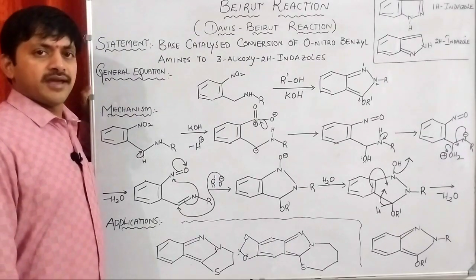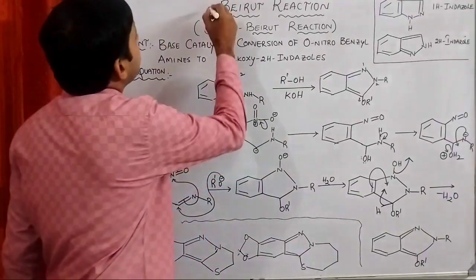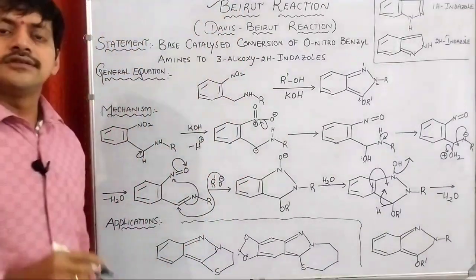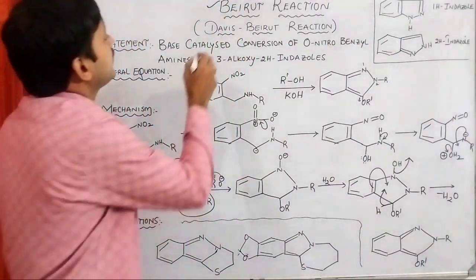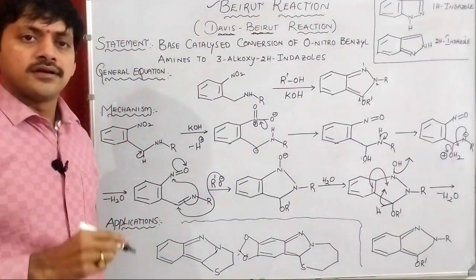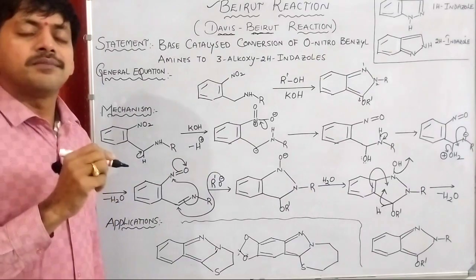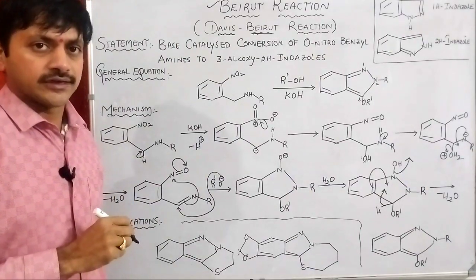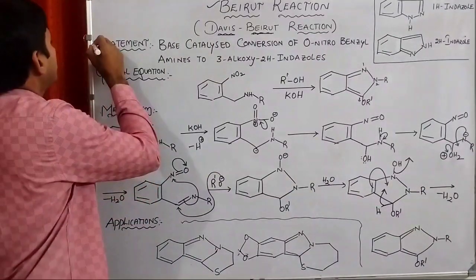Let's see the next named reaction, that is Beirut reaction. This reaction is also called as Davis-Beirut reaction. Let us discuss the complete concept of this particular reaction. The first component is what?